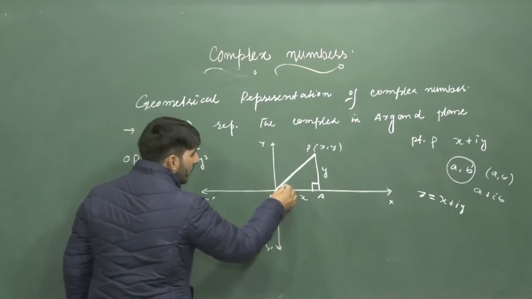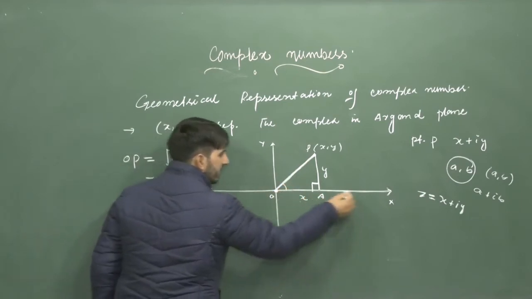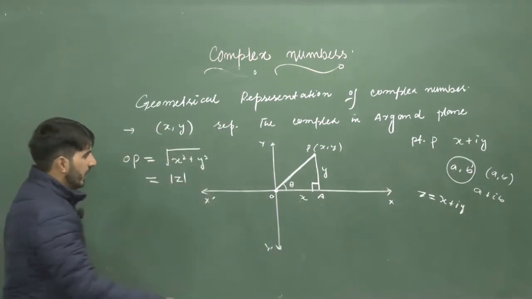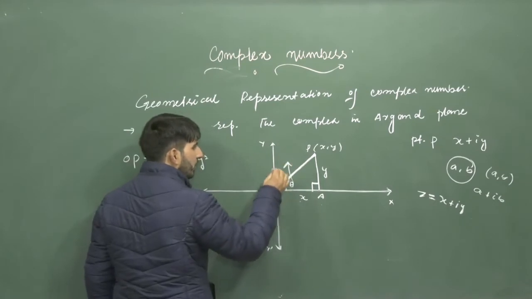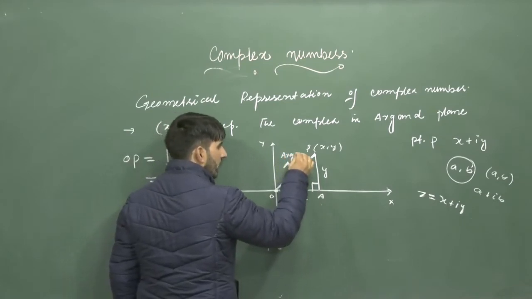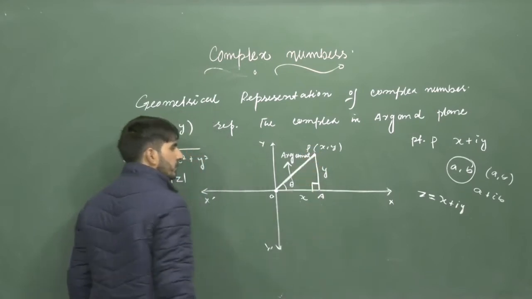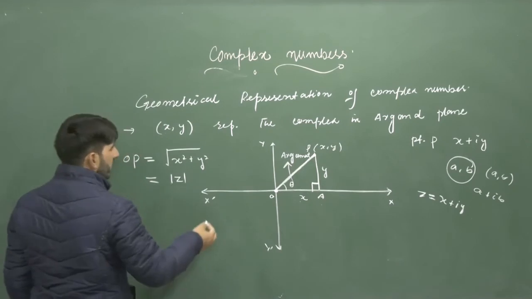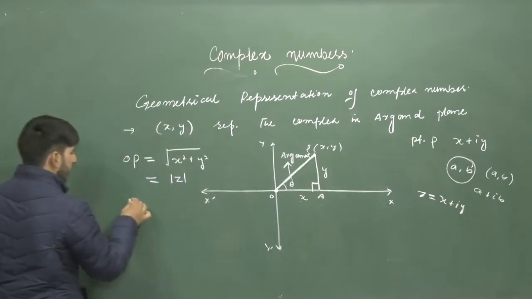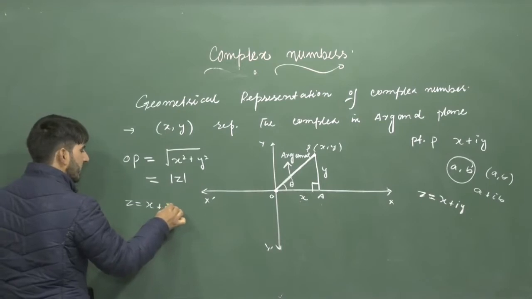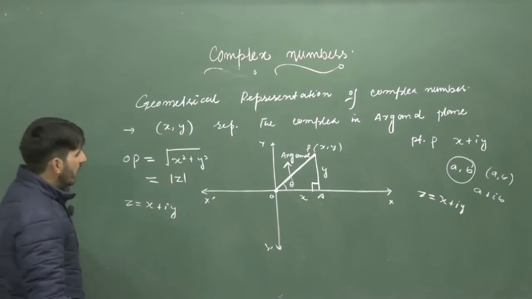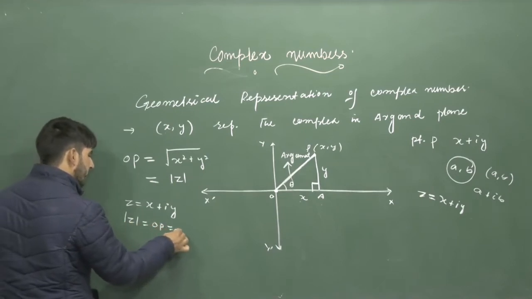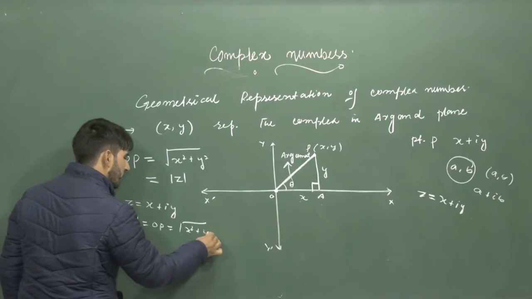And this OP makes an angle with the x-axis, say theta. This theta is known as the argument or amplitude. So this point, z equal to x plus iy, represents a complex number in the Argand plane, and mod of z is equal to OP, that is equal to root of x square plus y square.